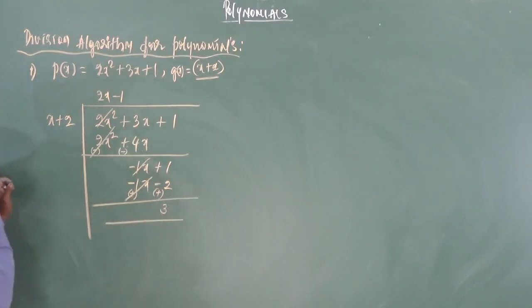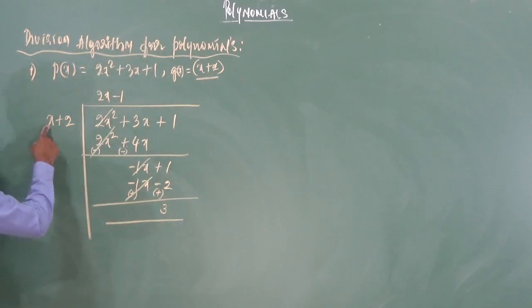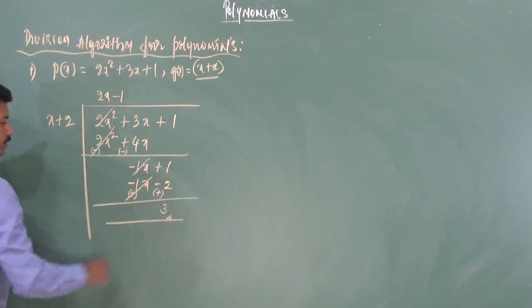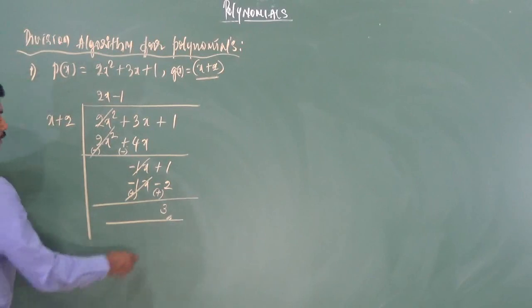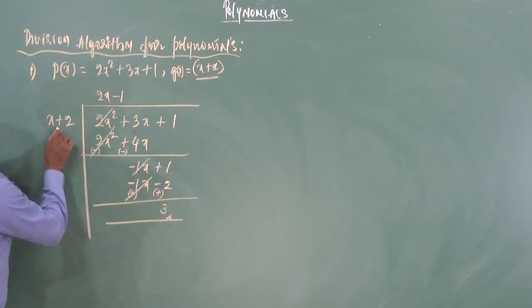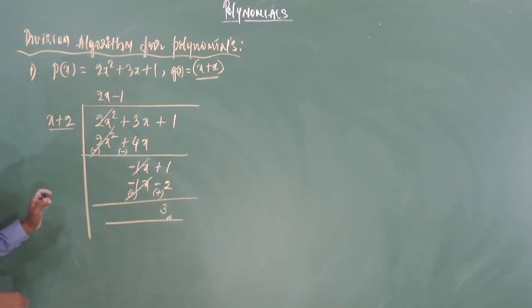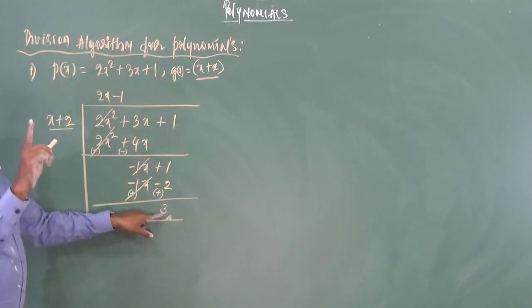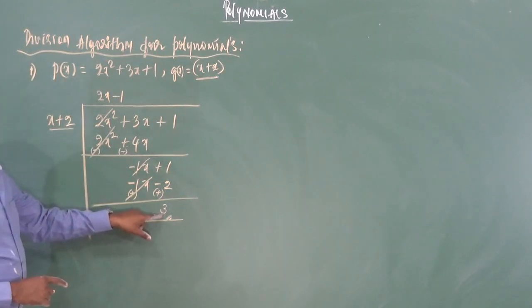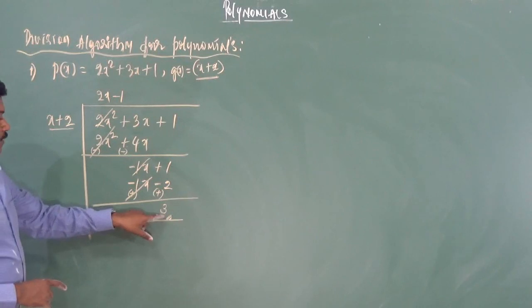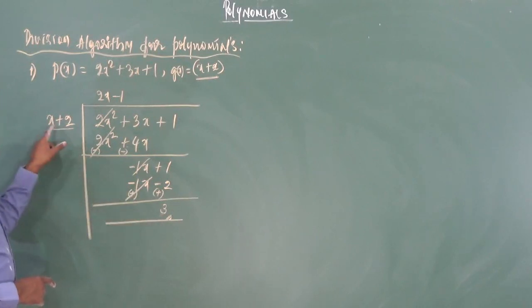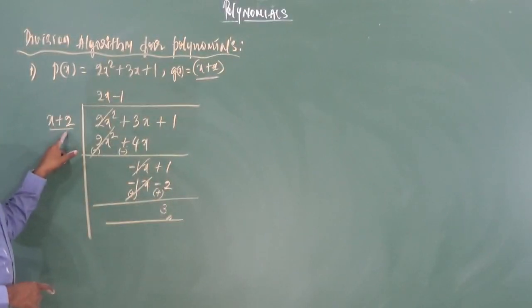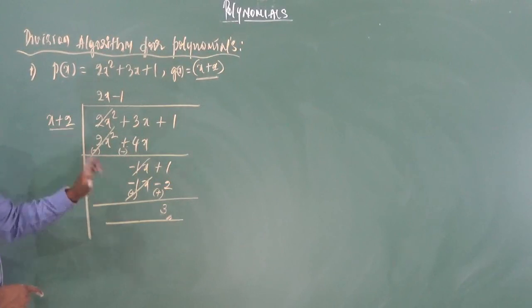Don't bother whether the remainder is 0 or not. Here the division stops. The division process stops because the degree of the remainder is less than the degree of the divisor. The degree of a constant is 0 here, that is, the degree of this constant is less than the degree of this divisor. So therefore the division process stops.